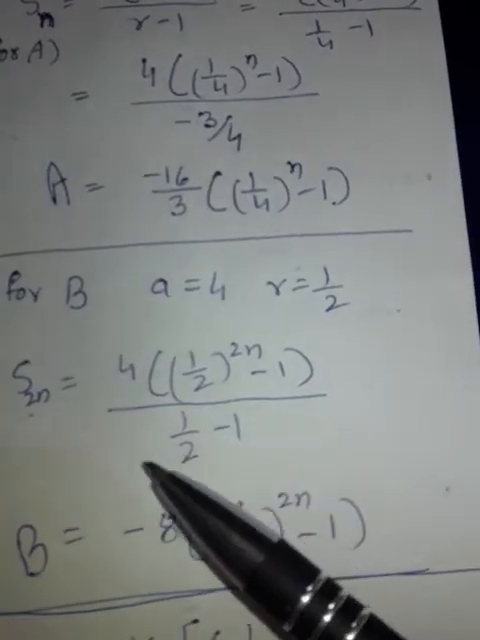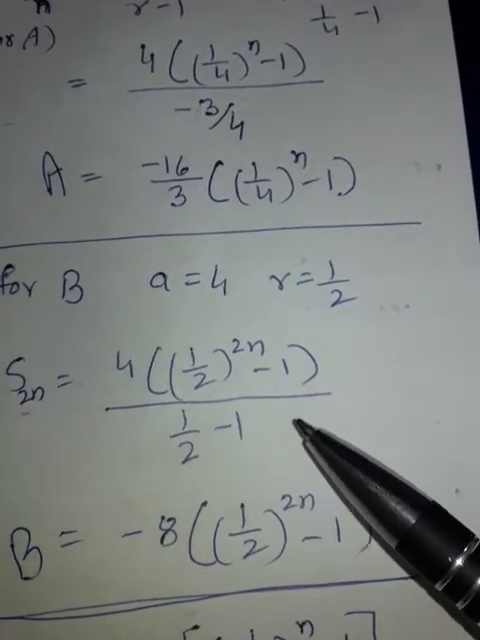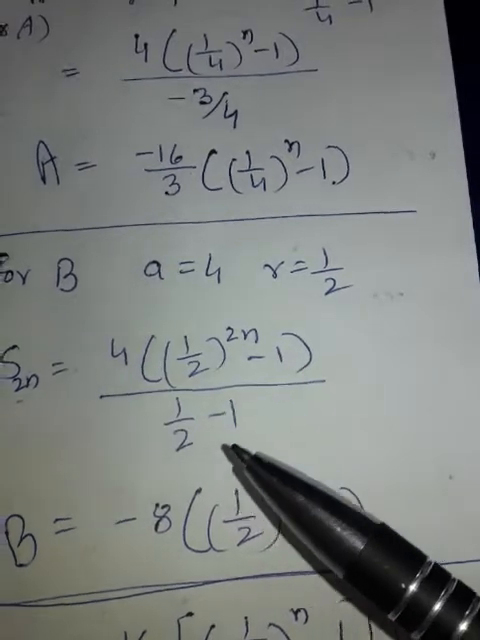Now you have to be fast in this calculation. Half minus 1 is minus half. So 2 goes up.